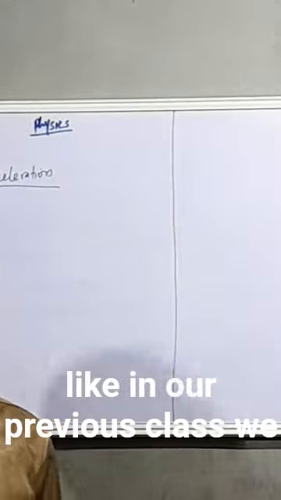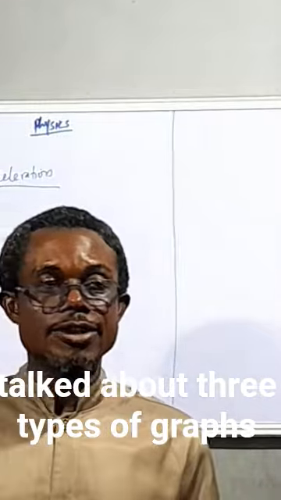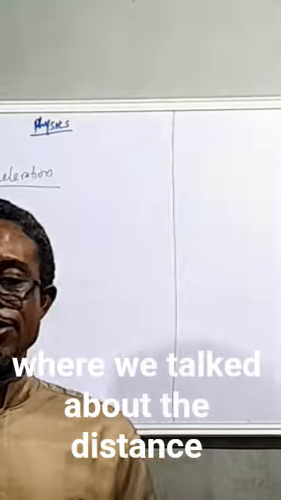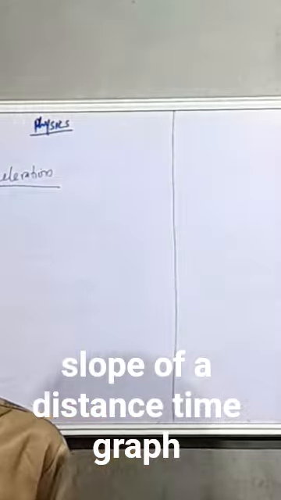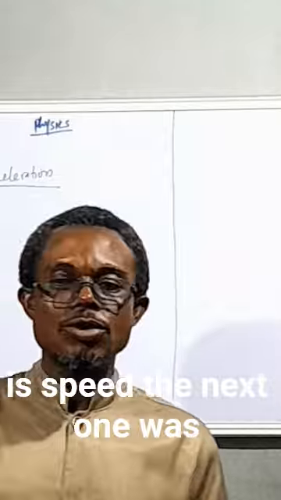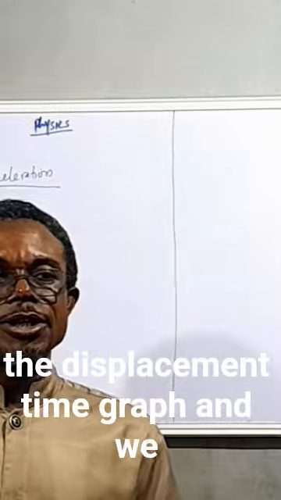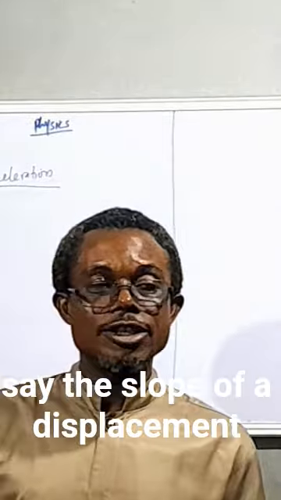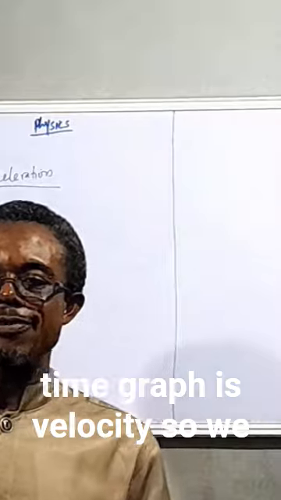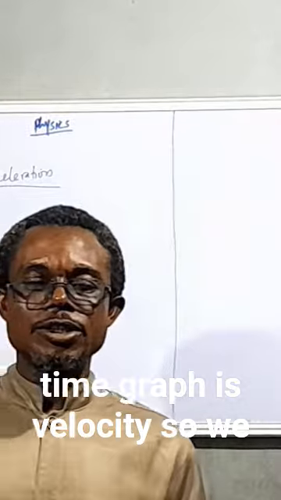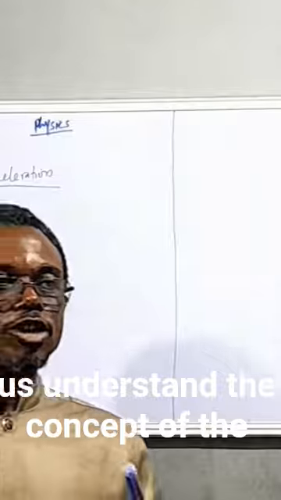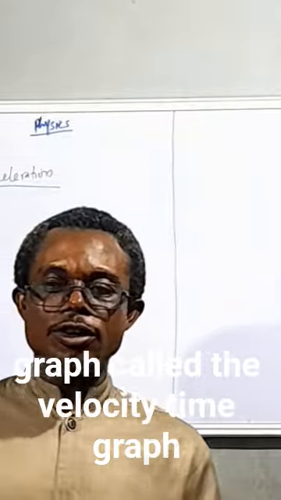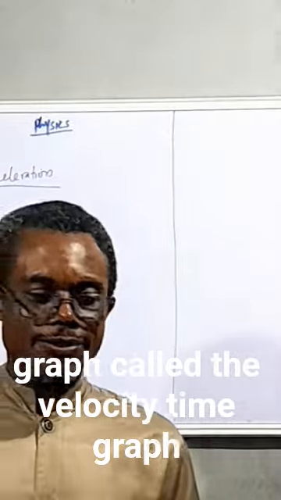Like in our previous class, we talked about three types of graphs, where we talked about the distance time graph, and we say the slope of a distance time graph is speed. The next one was the displacement time graph, and we say the slope of a displacement time graph is velocity. So we shall treat acceleration to enable us to understand the concept of the graph called the velocity time graph.